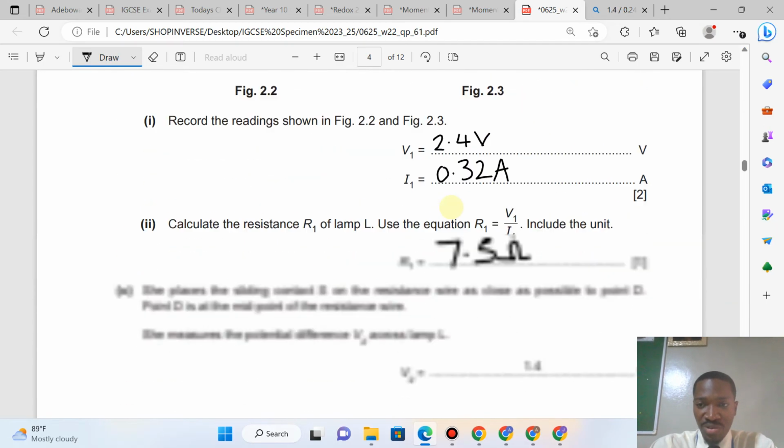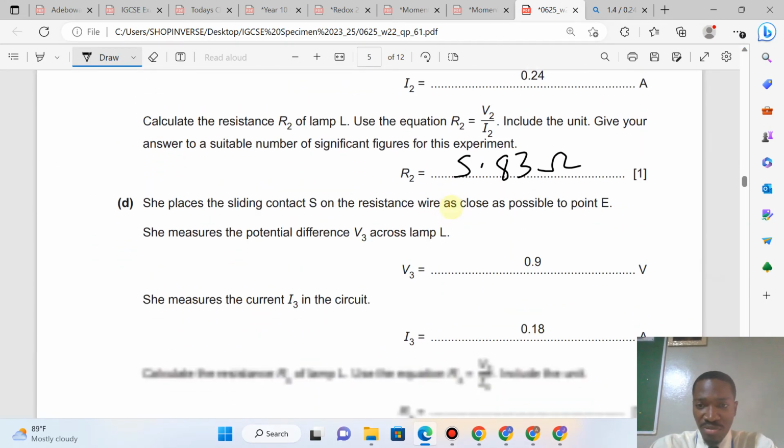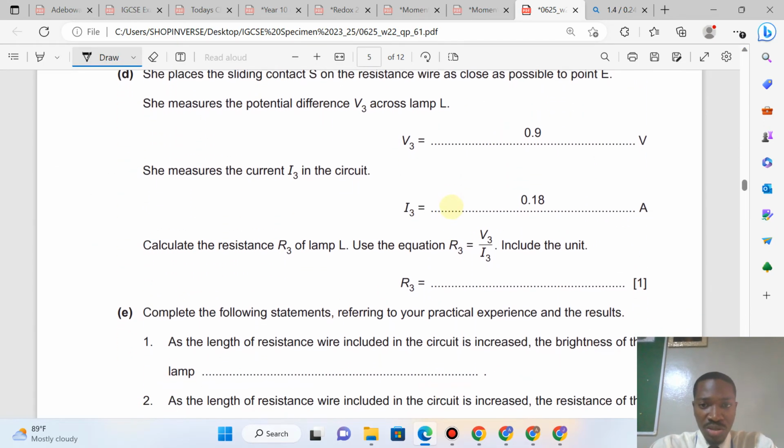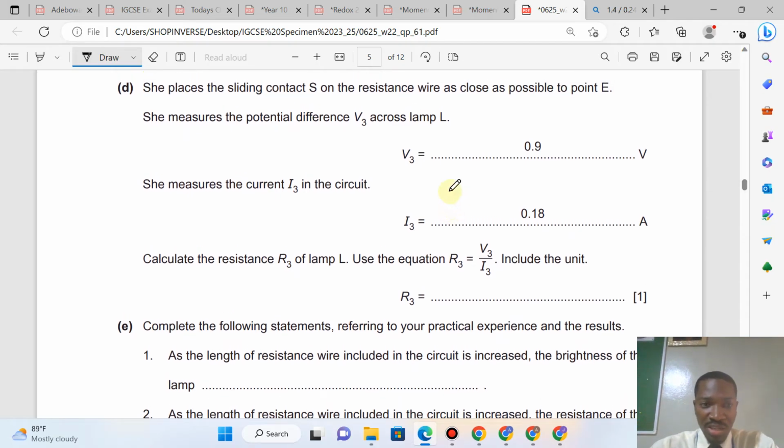Okay, so let's see if the current will reduce. Let's start by checking the voltage. So after that, she measures the potential difference V3 across the lamp. This is the voltage. She measures the current I3 in the circuit. This is the current. You can see current keeps on reducing as she's increasing the length or resistance.